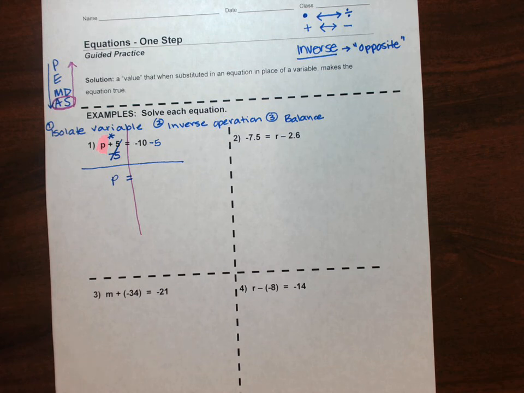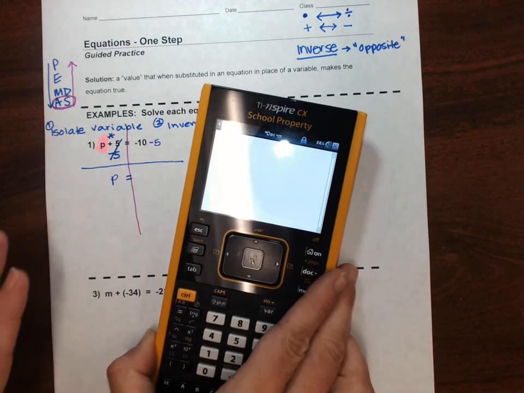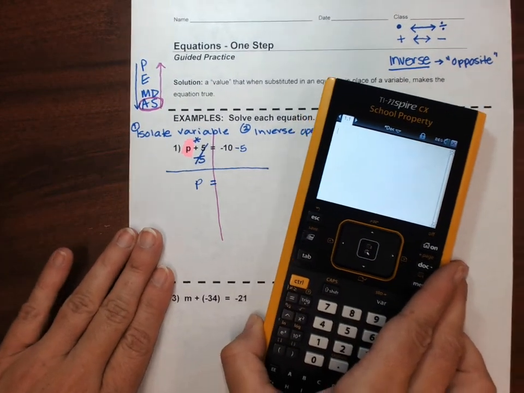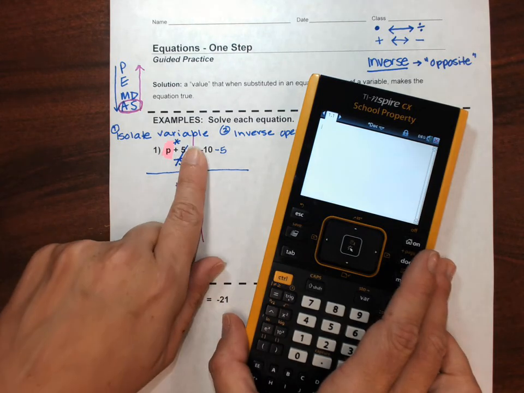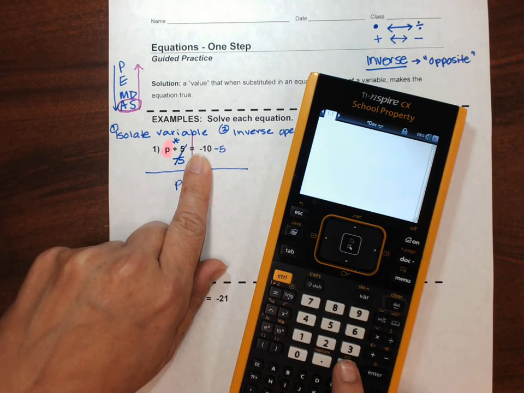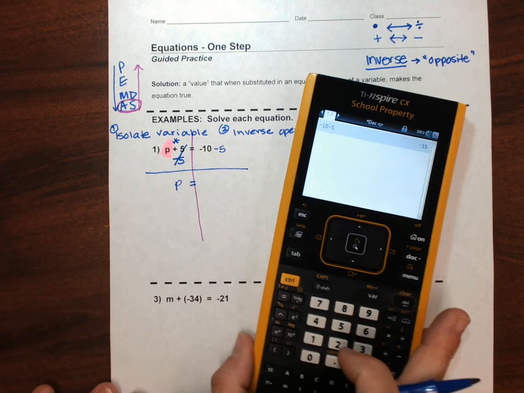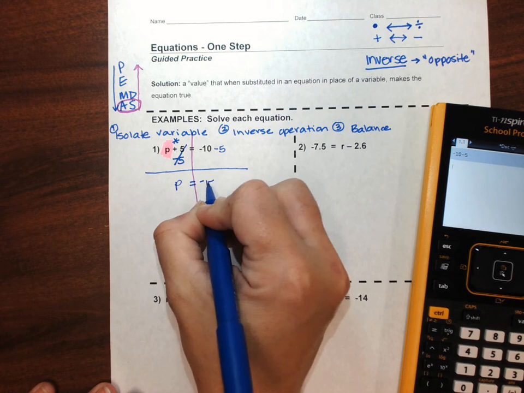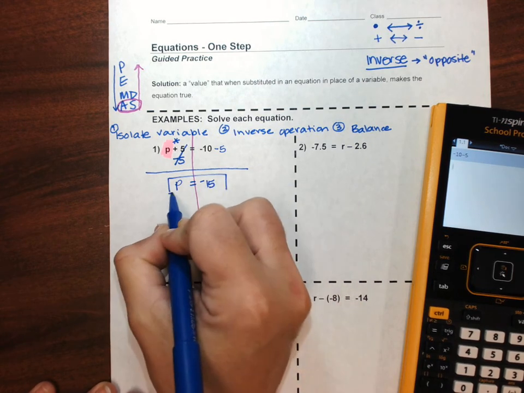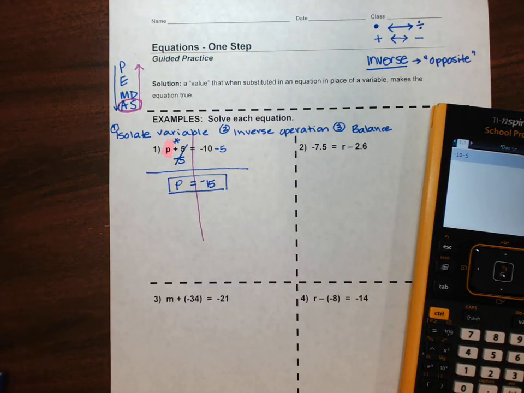Now we're not going to get confused with these integers. Some of you might be thinking the answer is 5. The answer is not 5. So I'm opening up a new calculator page, and what I'm going to do is type it like I see it. So I'm typing in negative 10 minus 5. And see how I'm getting that negative 15? So I know my answer is negative 15.